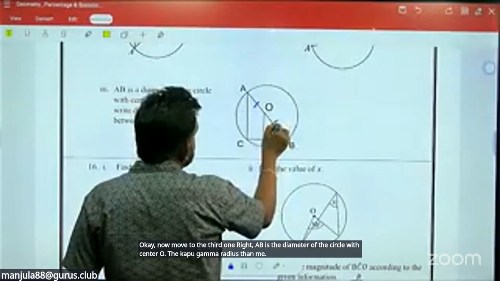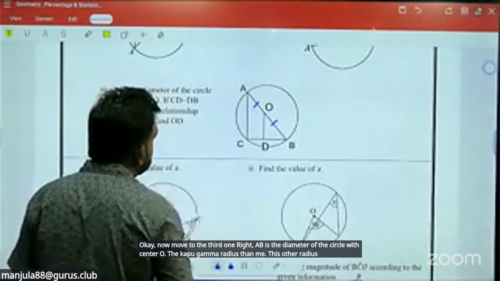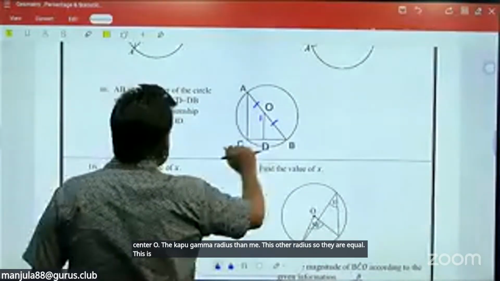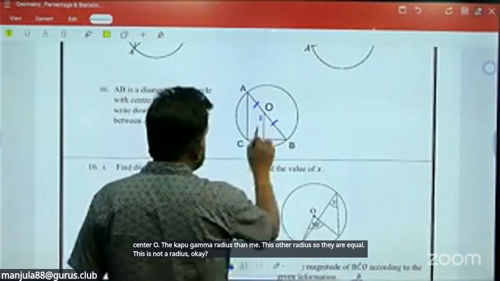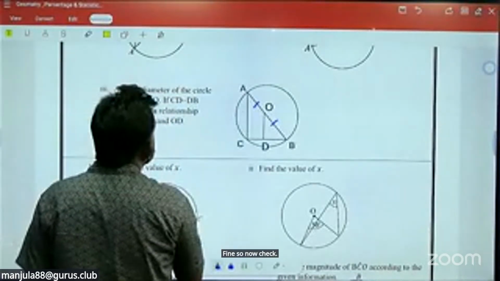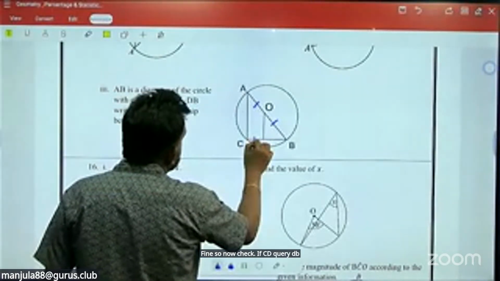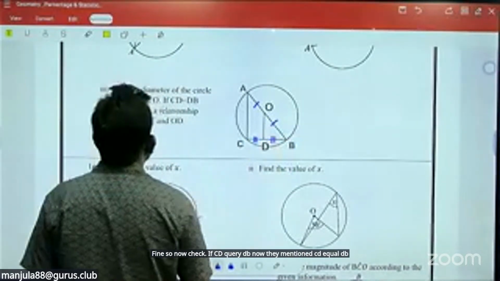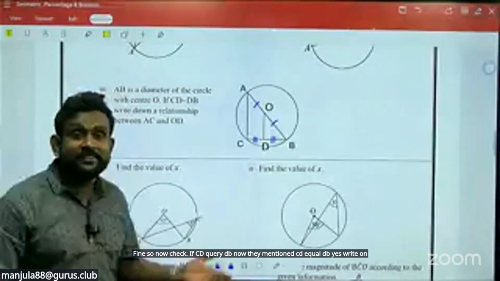This other radius, so they are equal. This is not a radius, okay? Fine. So now check. If CD equals DB, now they mention CD equals DB, yes. Write down the relationship. Now apply the midpoint theorem.